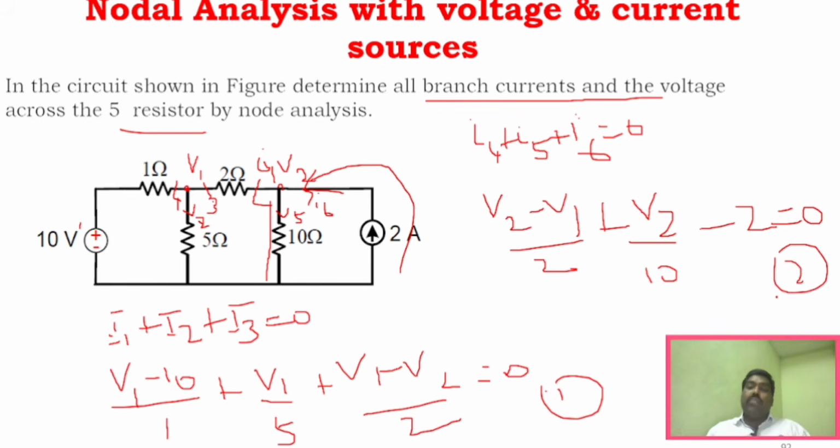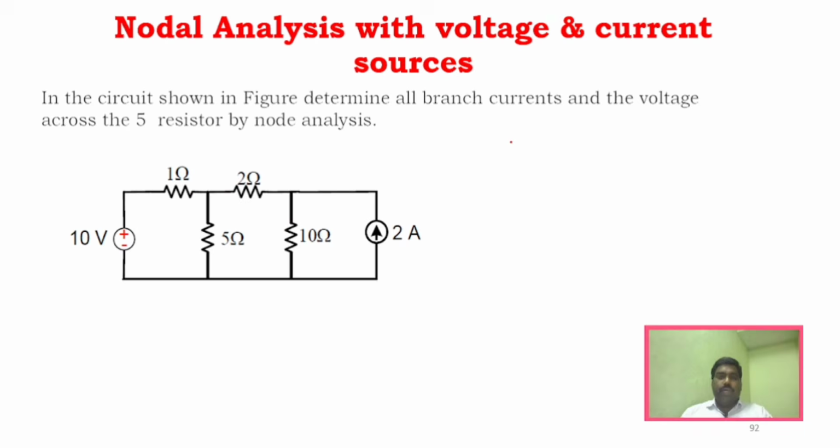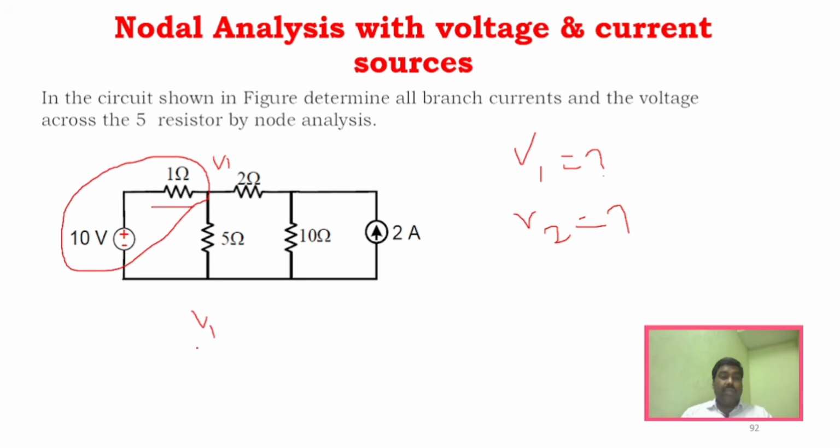By solving equation 1 and equation 2, you will obtain the V1 value and V2 value, correct? And after obtaining the V1 and V2 values, we can find out the current across all the branches. We already know the procedure. You will use the same equation, that is V1 minus 10 divided by 1. To find out the current across this particular resistor, it is V1 divided by 5. So you will substitute the corresponding voltage and find out the current values.